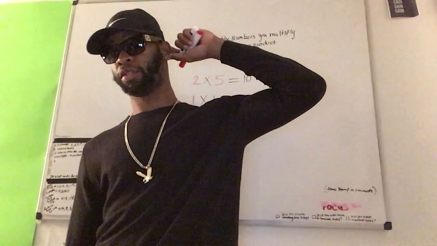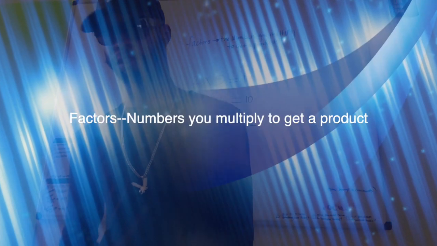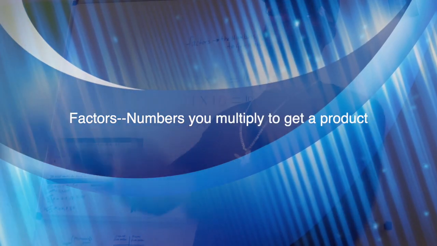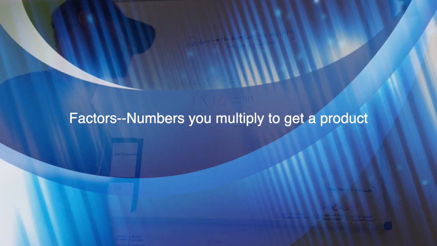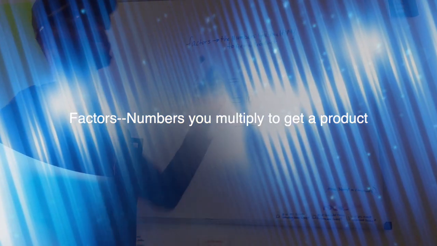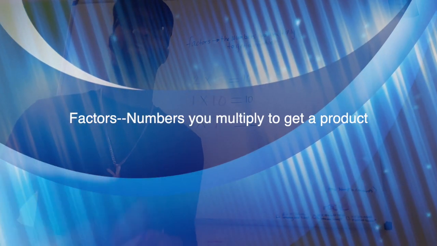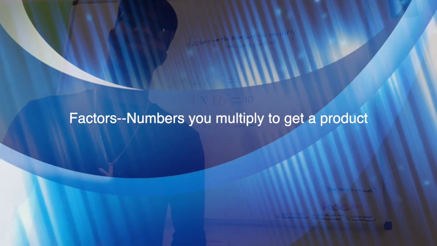So we're gonna start off doing some factoring type stuff. So that's what this is. So factors are numbers you multiply to get a product. Factors are the numbers that you multiply together to get a product.